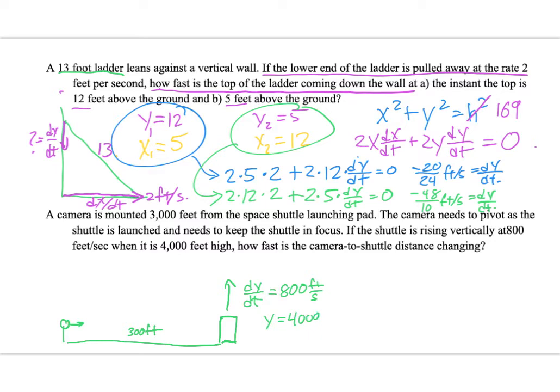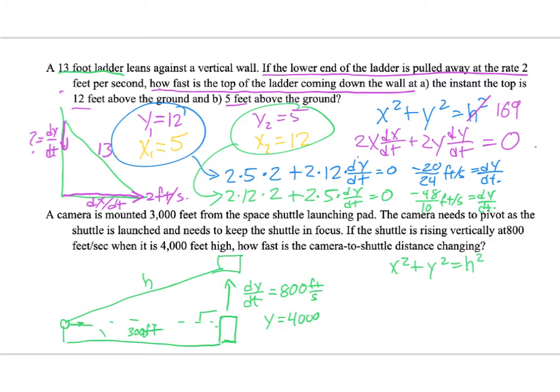How fast is the camera to shuttle distance changing? So if the shuttle is here, we're really talking about the hypotenuse of a right triangle. And here, we're at 3,000 feet, we're looking at something like this. All right, so let's take a look at this. So we've got a right triangle where we're looking for distance. Pythagorean theorem makes sense to me. So let's go with x squared plus y squared is equal to h squared.